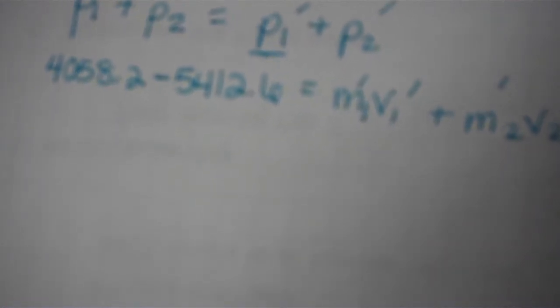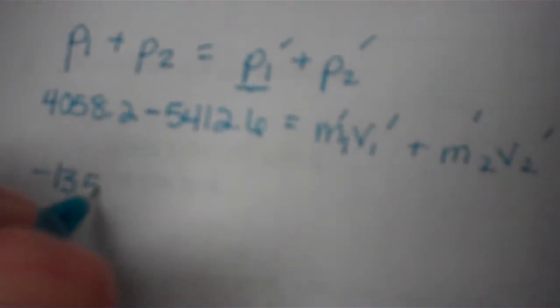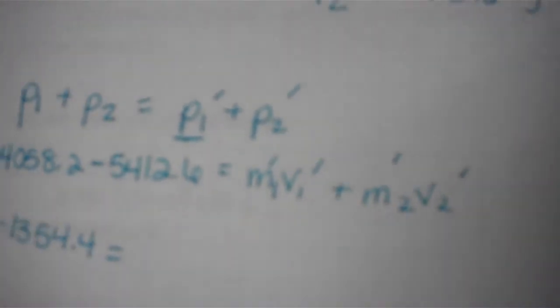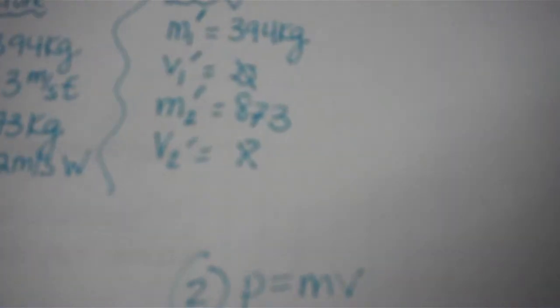So we can combine this guy real fast. 4058.2 minus 5412.6, and we get negative 1354.4, and that's equal to mass of the first one after the collision, which is still going to be 394, times the velocity of the first one, and you guys remember that it comes to a stop, so that's going to be times 0, plus the mass of the second one, which is 873, times the velocity of the second one, and that's what we're trying to solve for, so that becomes 873x.